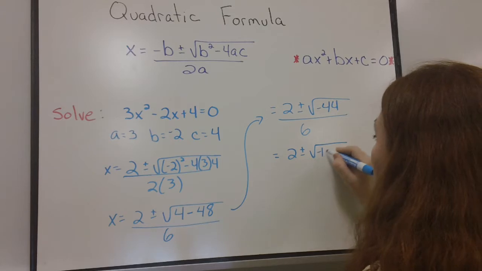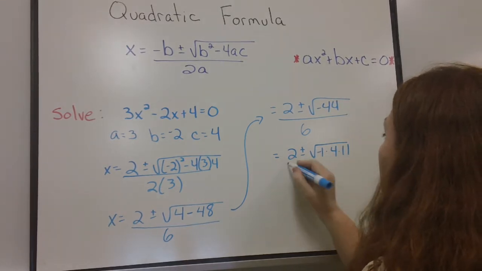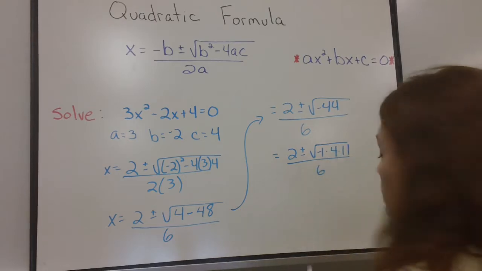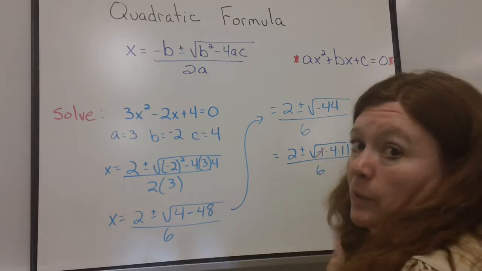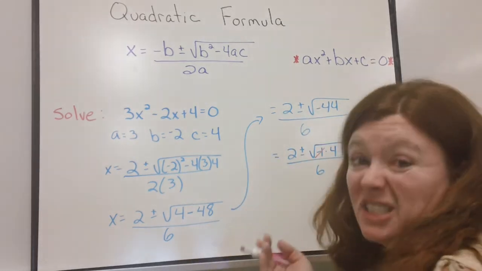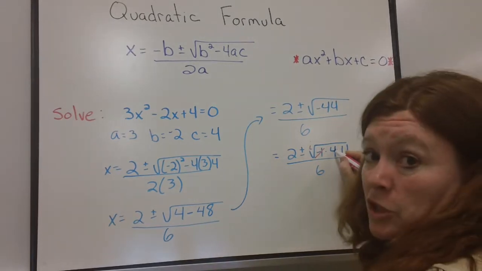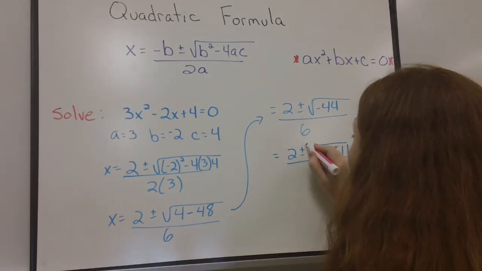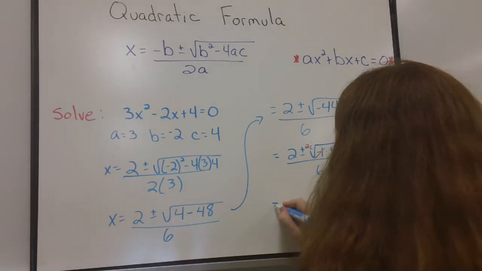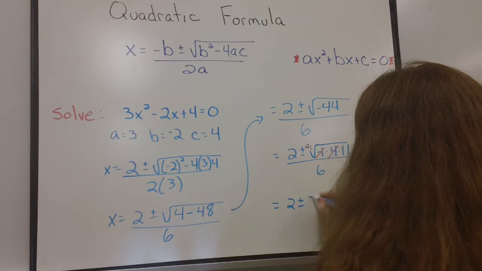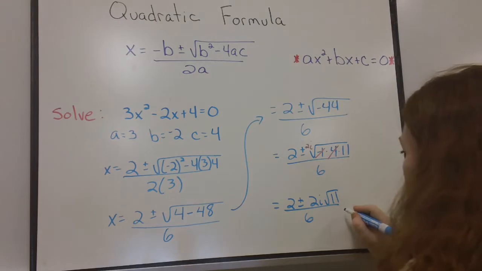Negative 44 is negative 1 times 4 times 11. And 4 is 2 times 2. I can cross off the negative 1. When you take it out of a square root, it's just i. 4 is 2 times 2, so you can cross that off and write a 2 on the outside. Let's clean this up just a little bit. 2 plus or minus 2i times the square root of 11 all over 6.